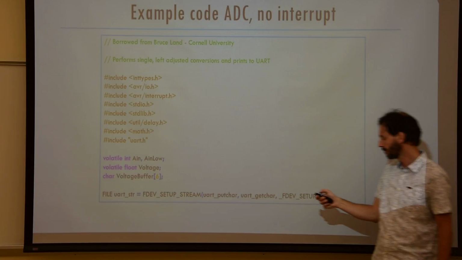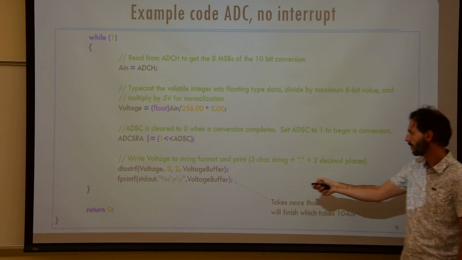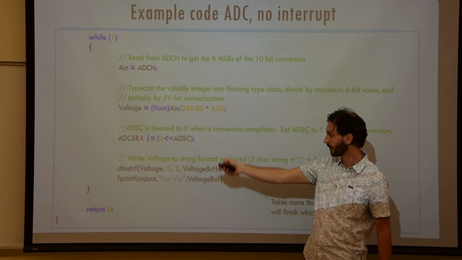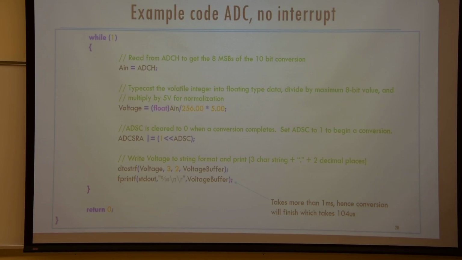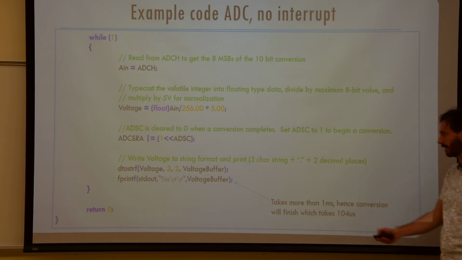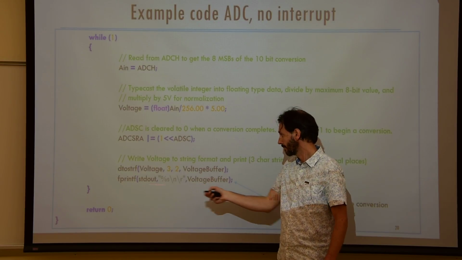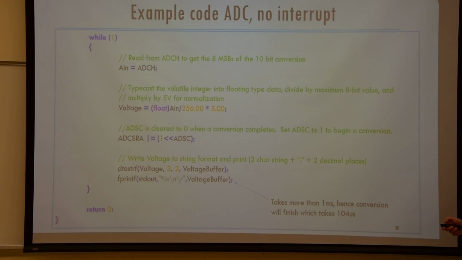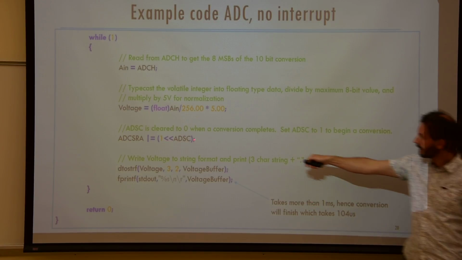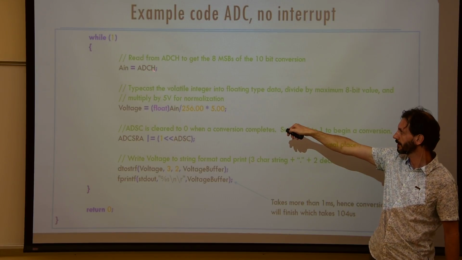That's why the input over here, the length, is 6, and it converts this voltage, which is a float, into 3 digits, and then a dot, and then 2 decimal places after that. Alright, now we print that over the UART, because we have linked it all up, and since that takes more than 1 millisecond, this conversion will end in time before the ADCH register is read out.